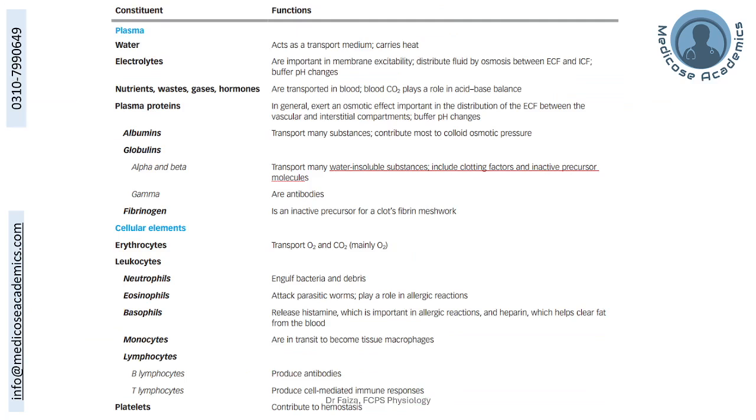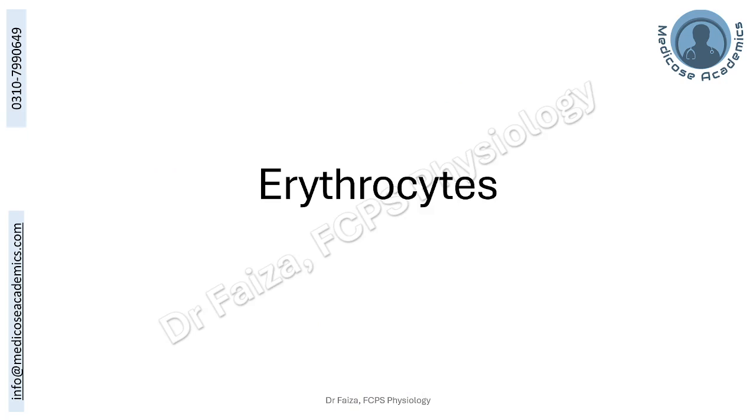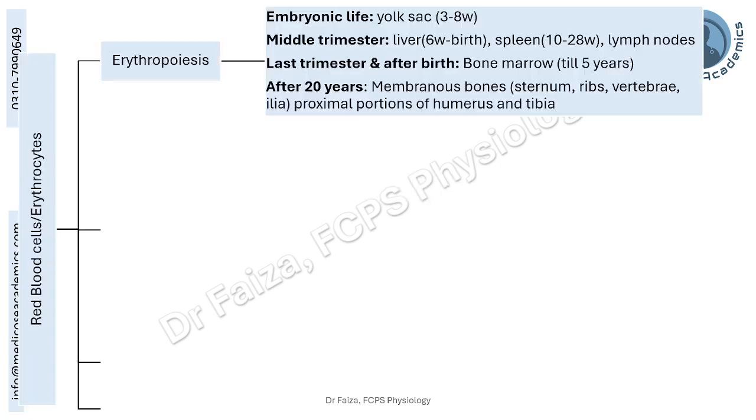This is a summary slide showing the constituents of the plasma and their major functions. Also, this is showing the cellular elements and their major roles in the body. Now we will move towards a brief overview of the erythrocytes, that is, the red blood cells.